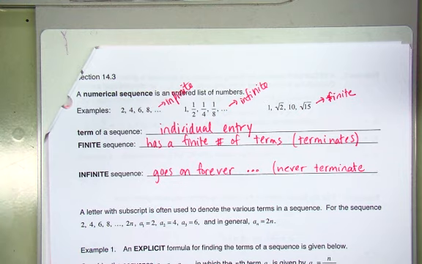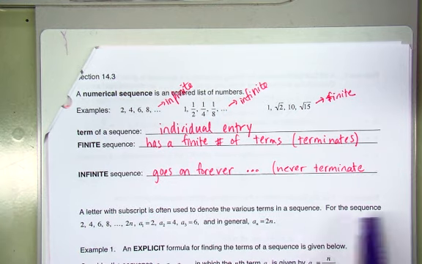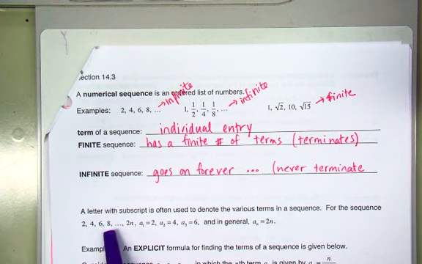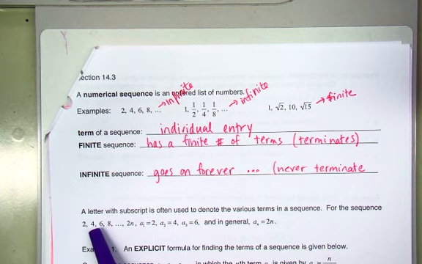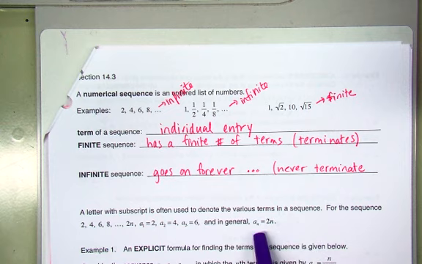A letter with subscript is often used to denote the various terms in the sequence. So for example, the sequence 2, 4, 6, 8, dot, dot, dot, 2n. a sub 1 just means the first term, which is 2. a sub 2 means the second term, which is 4. a sub 3 is the third term, which is 6. And so on, so that the nth term in this case would be 2n.